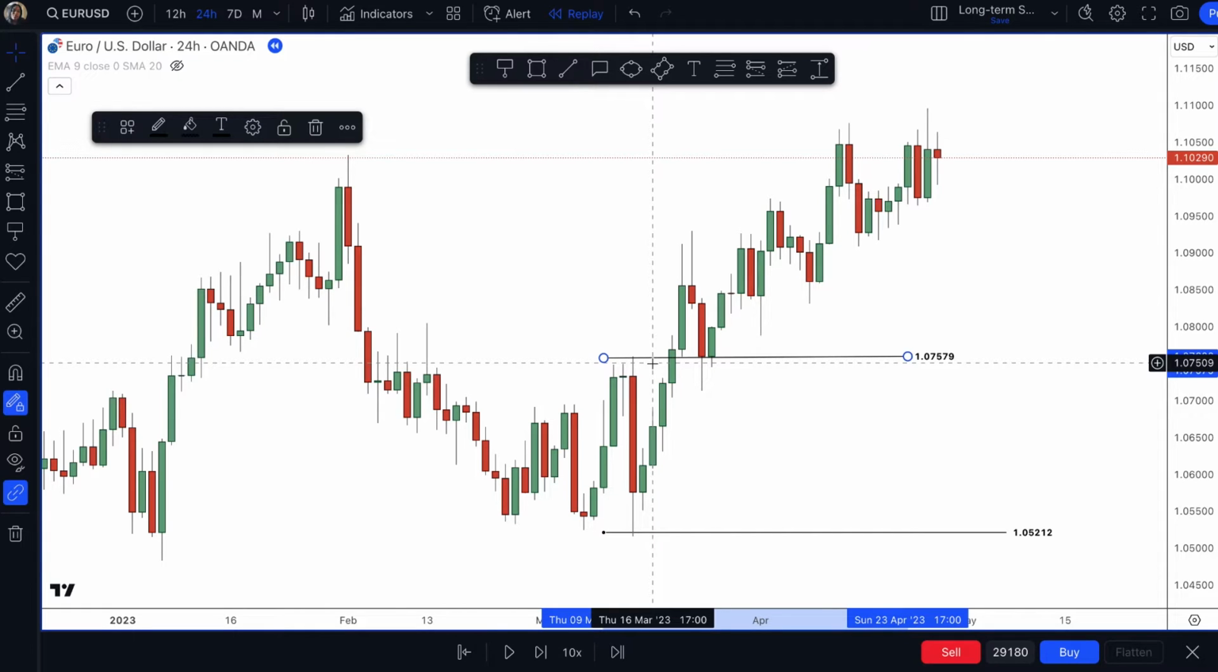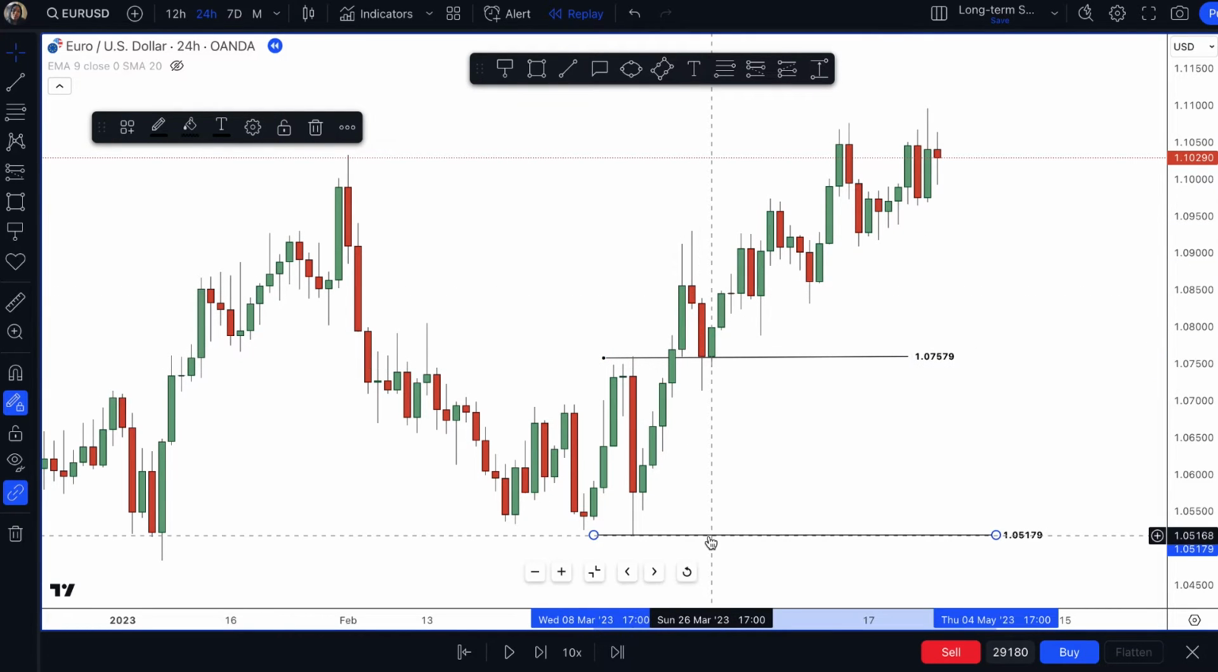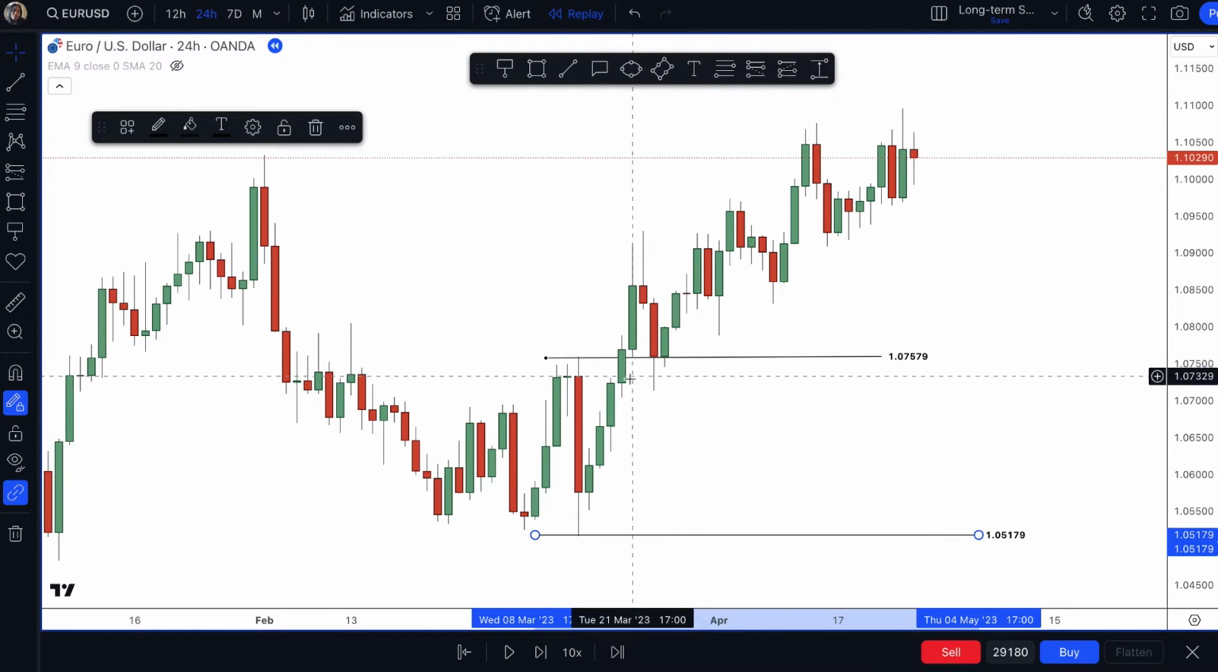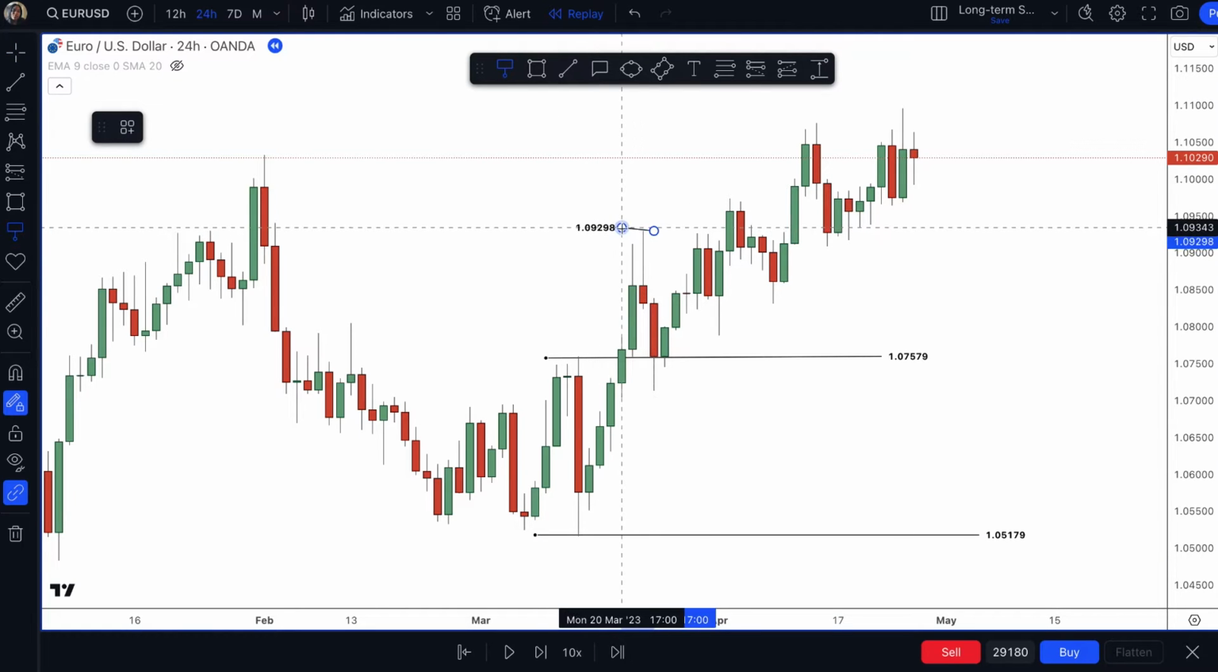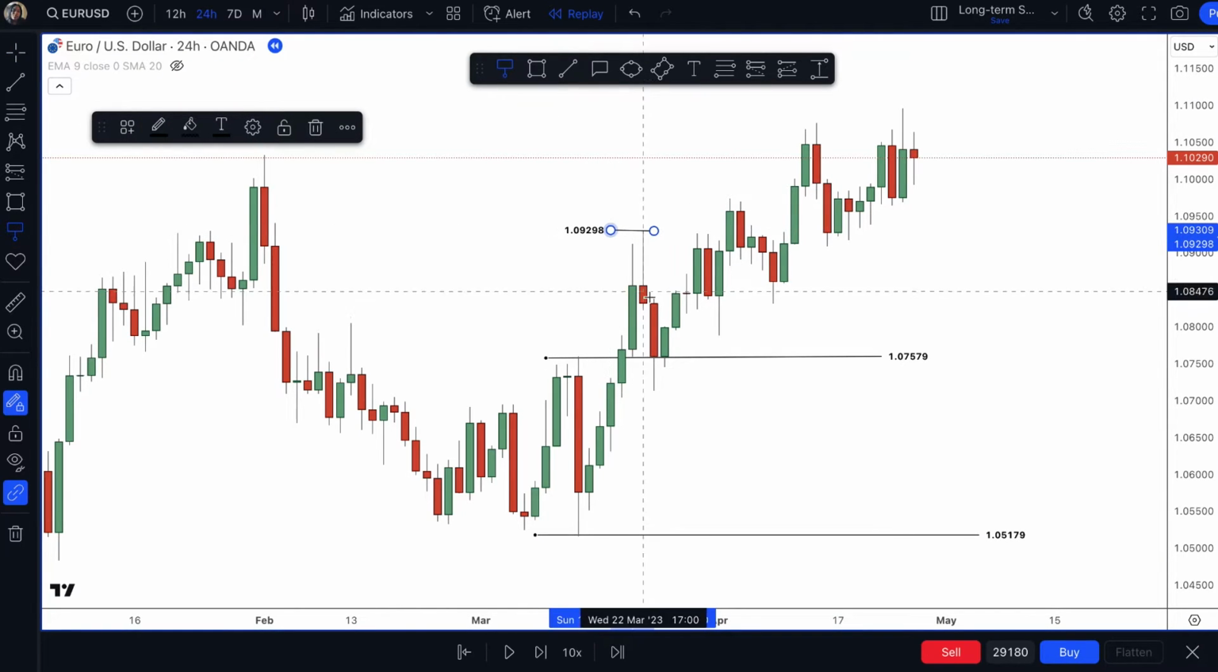So let's just say, for example, when price passed the high at 1.07579, you notice that price made a new high, and maybe you were able to enter at the high. I want you to pay attention to what happens next. Price is up the following week, making a very new high here on the daily time frame at 1.09298. Now, why is this important?